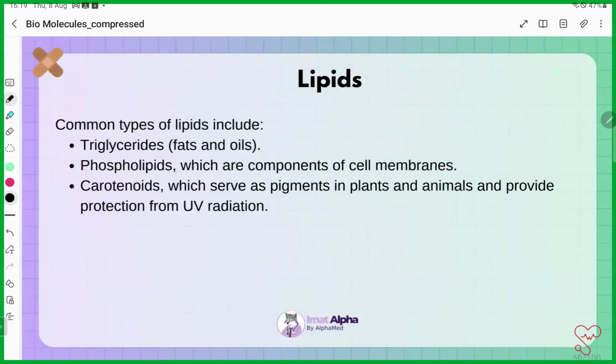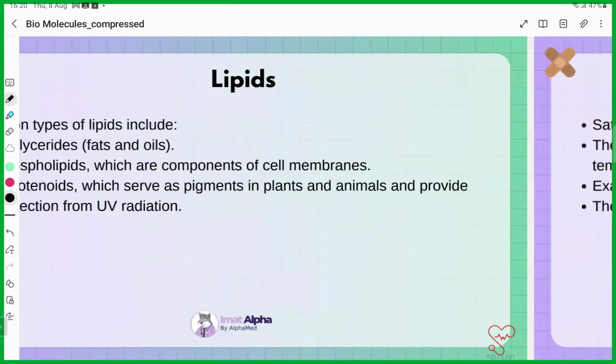Triglycerides are like fats and oils. Phospholipids are the main component of the cell membrane. Carotenoids serve as pigments in plants and animals and provide protection from UV radiation. So lipids help in the integrity and fluidity of cell membranes, in protection, waterproofing, protection from UV radiation, and as an energy source. They have so many functions in our body and in any plant or animal cell.